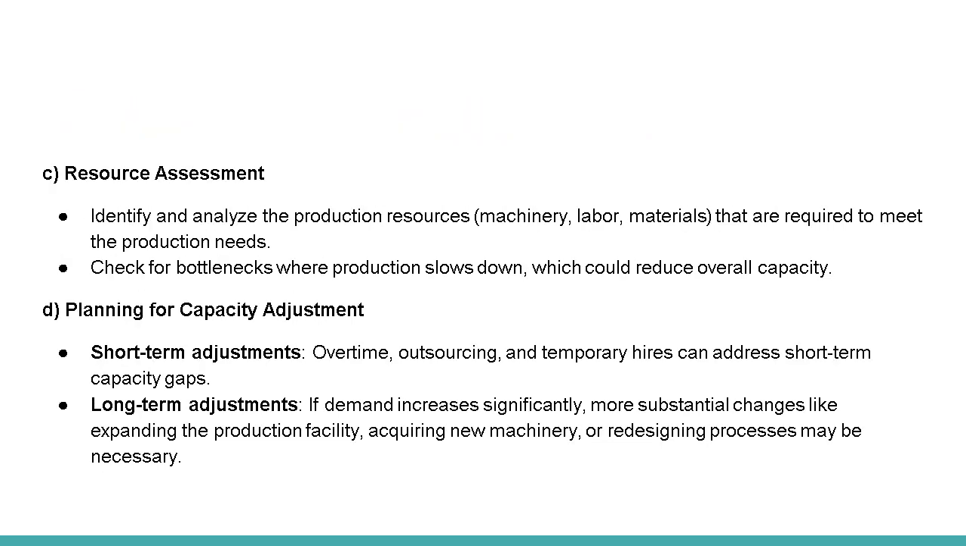C is resource assessment. Identify and analyze the production resources, machinery, labor, materials that are required to meet the production needs. Check the bottlenecks, where production slows down, which could reduce the overall capacity. D is planning of capacity adjustment. Short term adjustments: overtime, outsourcing, and temporary hires. Capacity gaps, long-term adjustment: if demand increases significantly, more substantial changes like expanding the production facility, acquiring new machinery, redesigning processes may be necessary.